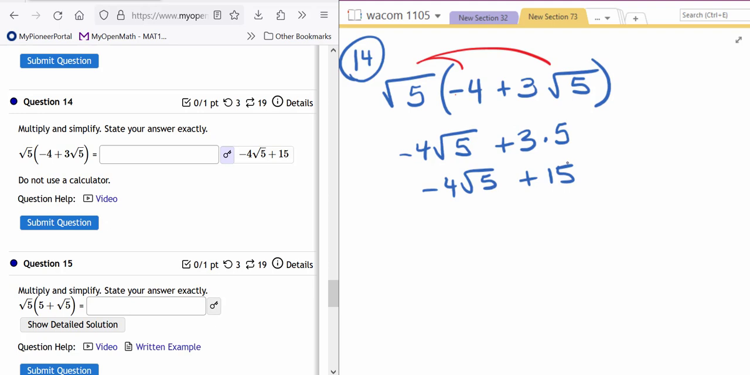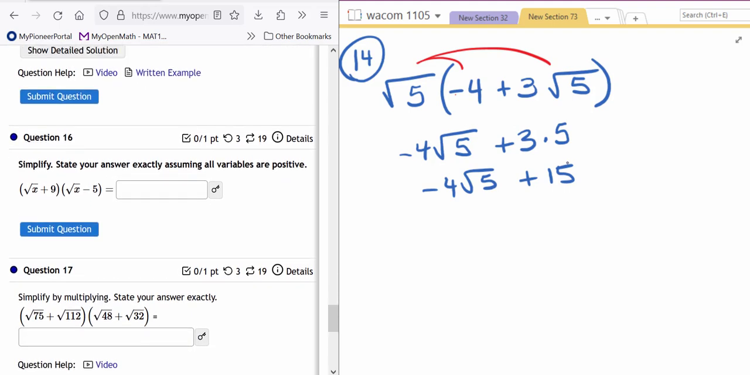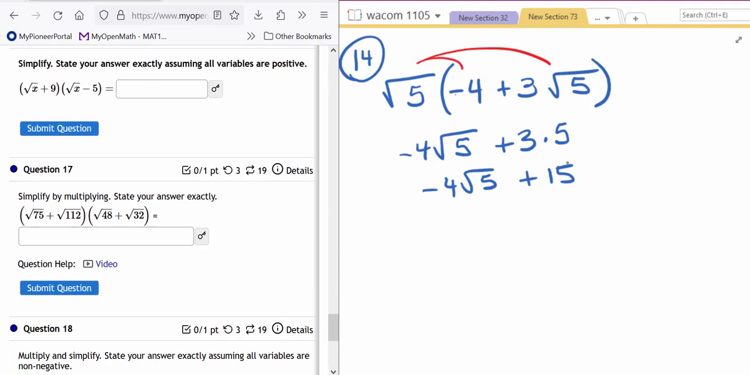All right, and we can skip 15. It's very much the same. 16 is going to be a FOIL. Very much like what we just did, so we'll skip it.